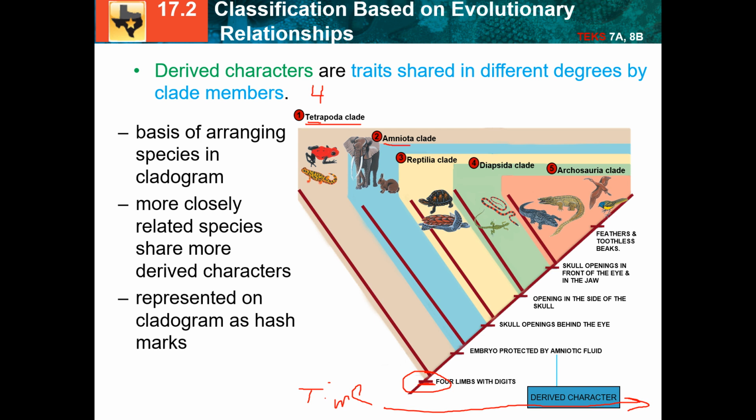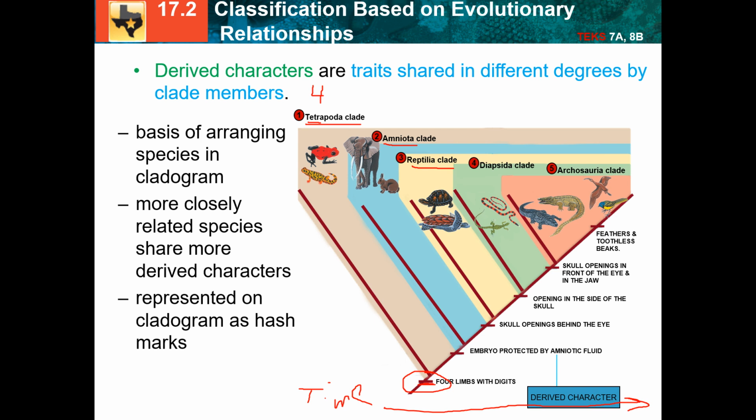Talking about the amniota clade. All of these organisms have this thing called an amnion, which basically surrounds a developing baby and provides that baby with nutrition while it's in the mother's womb. Then you go further on in time, right here, to the reptilia clade, where all these organisms have skull openings behind the eyes. And then you go to the diapsida clade, where they have an opening in the side of the skull. Then you go to the final one, the archosauria clade, where they have skull openings in front of the eye and in the jaw.